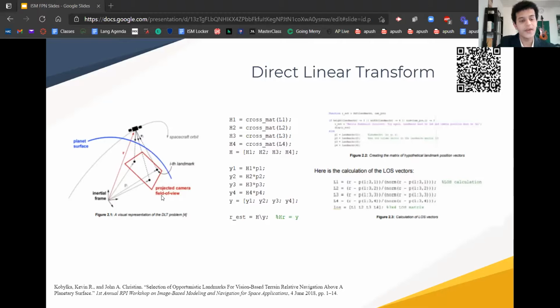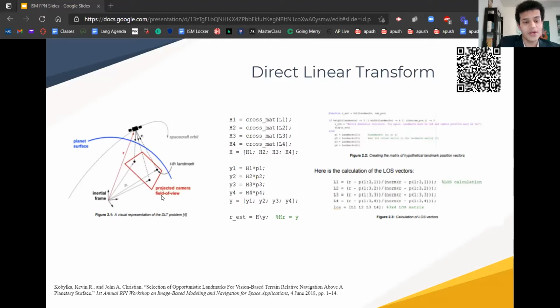Within that field of view, we have these three dots, which are what we are calling the known landmarks. Now, these arrows pointing from the satellite to these three landmarks are called the line of sight vectors. The arrow pointing from the center of the planet to the satellite is the R vector, or our position vector. And our known positions are P vectors. So we have three P vectors in this case. And what is worth noting is that the direct linear transform is essentially a mathematical technique we are using to estimate the position of this satellite relative to these landmarks.